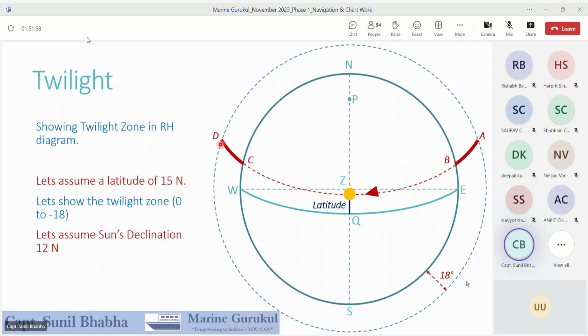So this is how this negative altitude of 18 degrees can be shown in the rational horizon diagram, and it helps us to solve any numerical problems related to twilight. Now this diagram shows 18 degrees belt, which represents astronomical twilight. In a particular question, if they ask you about nautical twilight, then this belt is going to reduce to 12 degrees. And in case a civil twilight question is asked, this belt is going to be reduced to 6 degrees width.